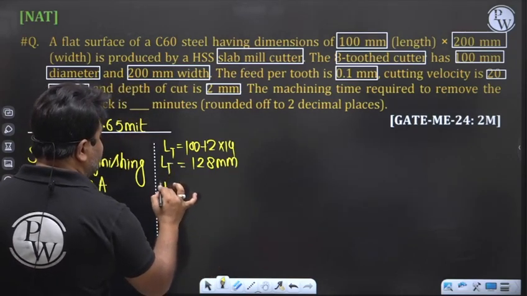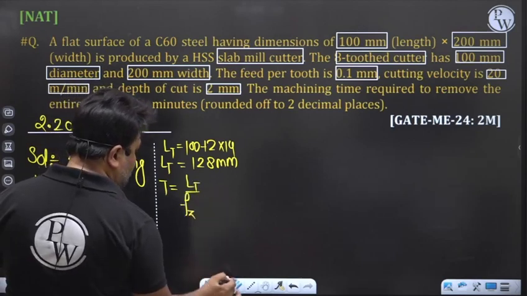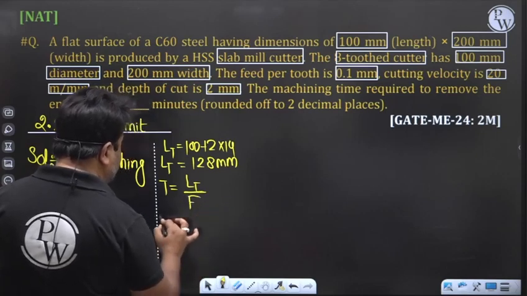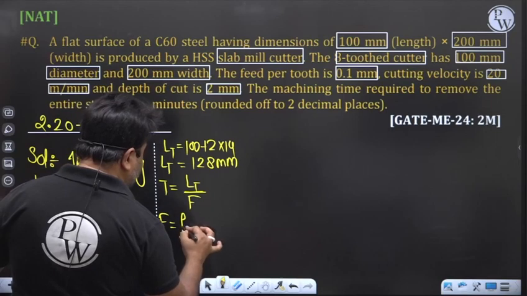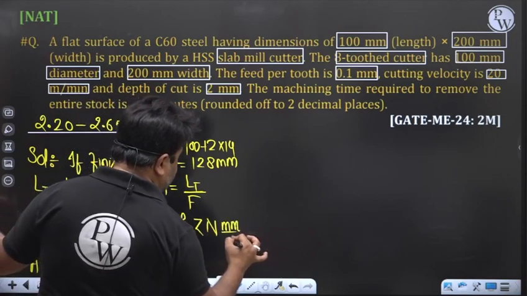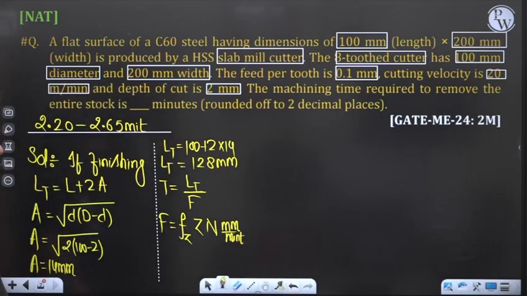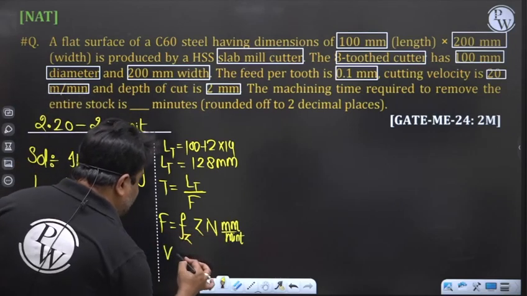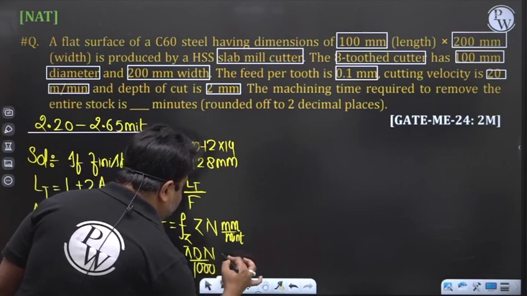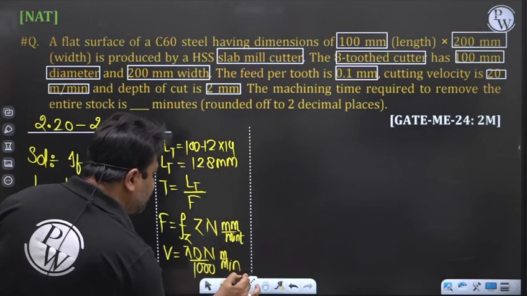Now the machining time is the total length divided by the table feed, and table feed equals Fz into Z into N, per minute. So here we have to find N. V equals pi dN divided by 1000, meter per minute. So here we will get the V.